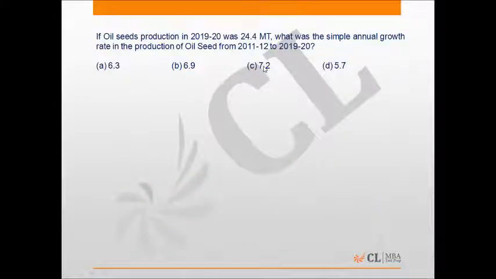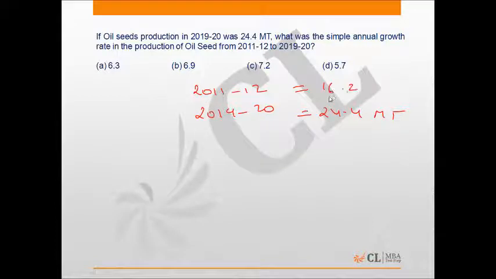If oil seeds production in 2019-20 was 24.4, what was the simple annual growth rate in the production of oil seeds from 2011-12 to 2019-20? In 2019-20, it is 24.4 million ton. In 2011-12, it is 16.2. We see that there is an increase of approximately 8.2 million ton.